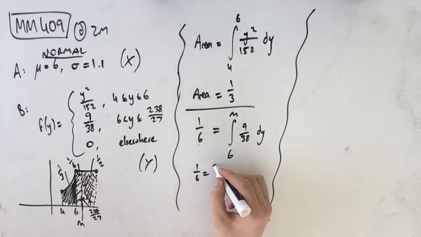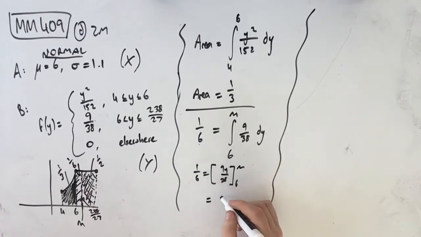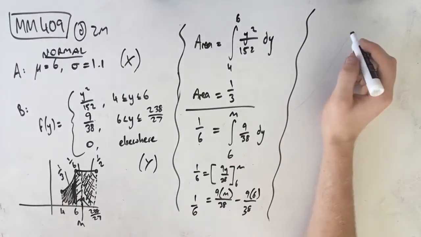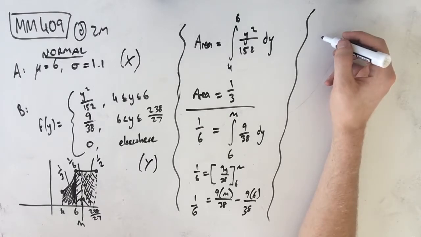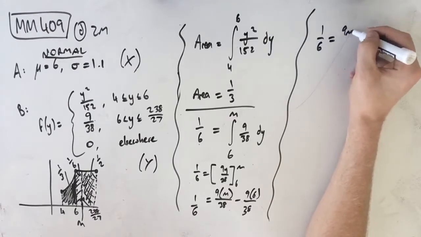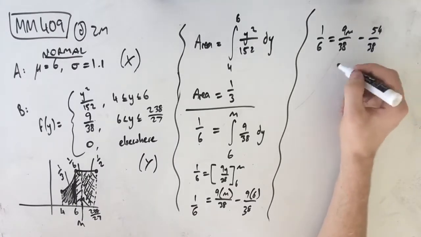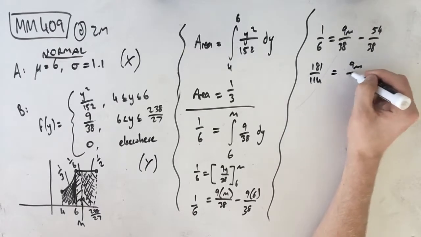So 1 on 6 is equal to the integral of 9y on 38 from 6 to m, which means we get 9m on 38 minus 9 times 6 on 38, which equals 1 on 6. Let's just rewrite this: 1 on 6 equals 9m on 38 take 54 on 38. Now adding 54 on 38 to both sides, we get 181 on 114 equals 9m on 38.